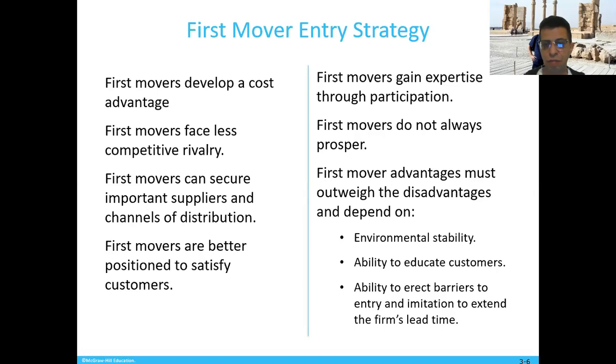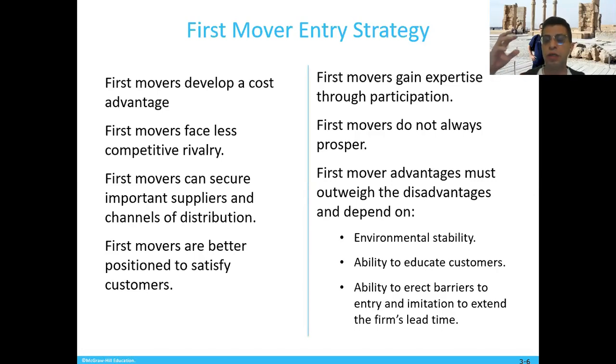So we didn't have the competition. So we were being invited by oil companies, by big universities, by telcos, just to talk to the top management, to explain to them our solution and how it can help them. The first mover can secure important suppliers and channels of distribution.